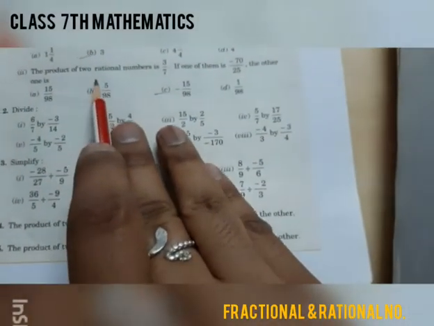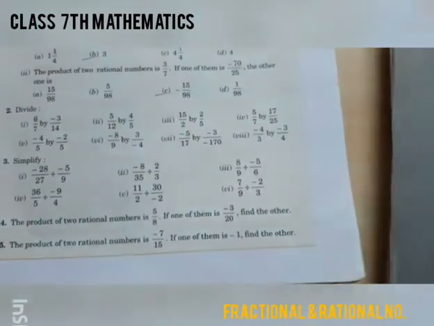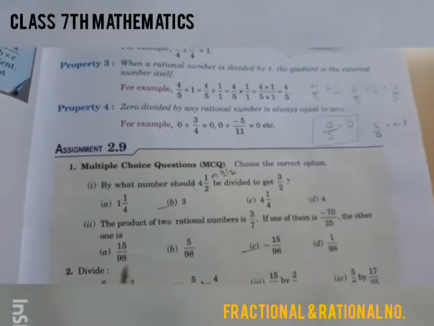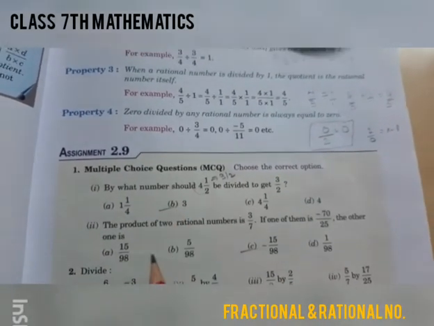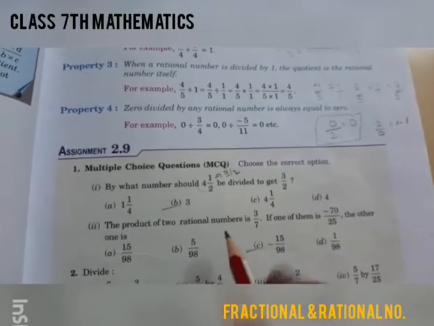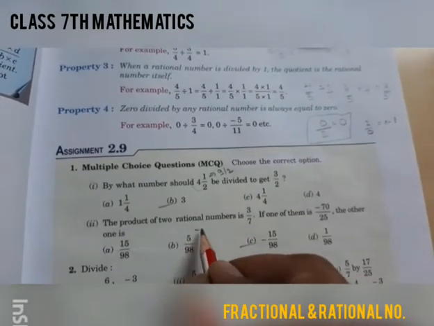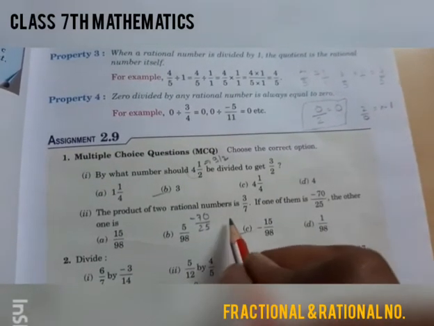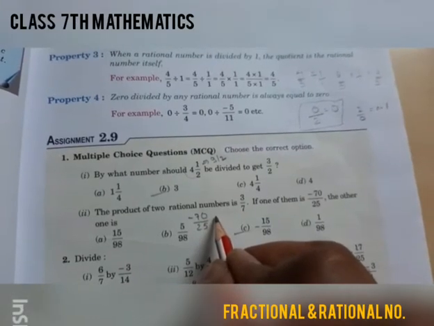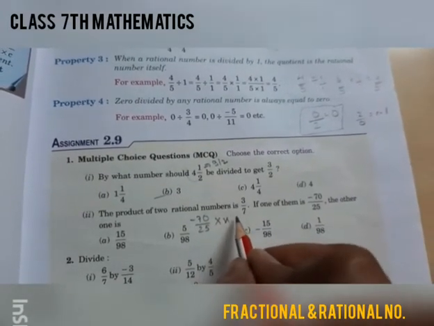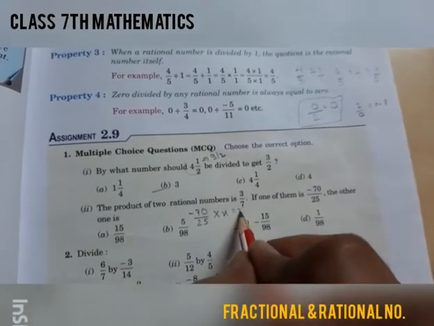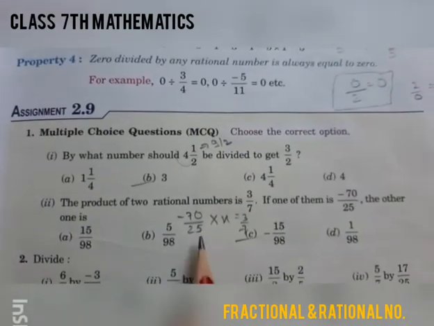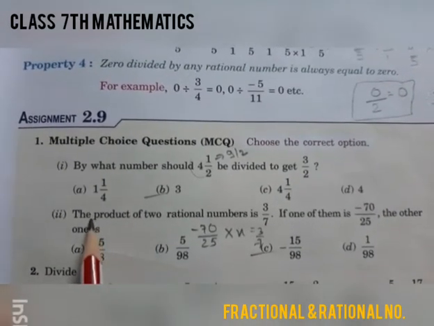See the second question. The product of two rational numbers is 3 upon 7. If one of them is minus 7 upon 50, what will be the other? Now see, this is your homework. This question is the same as question number one. What it is saying, the product of two rational numbers is 3 upon 7, if one of them is minus 70 upon 25. See, the first rational number is minus of 70 upon 25. Then we do not have the second rational number. Again, assume it as x, and their product is 3 upon 7. Now see class, here we will not do any reciprocal because the question itself is saying product.